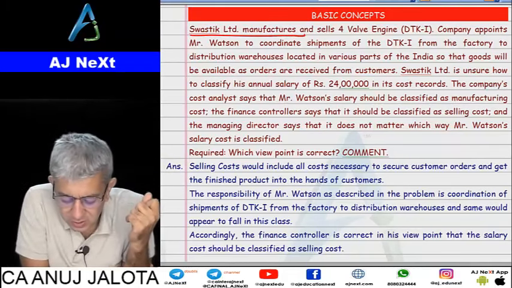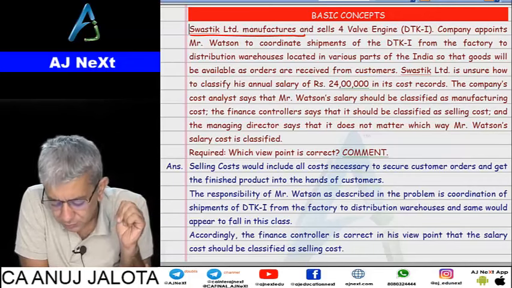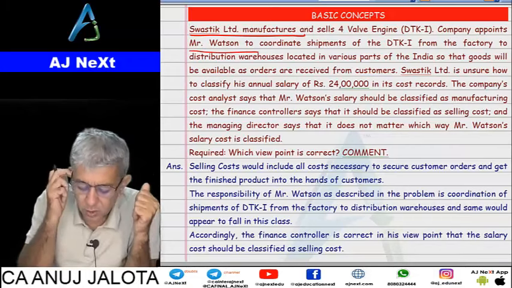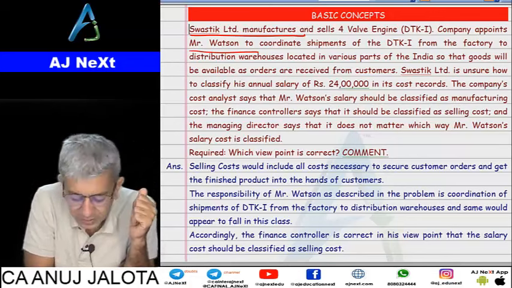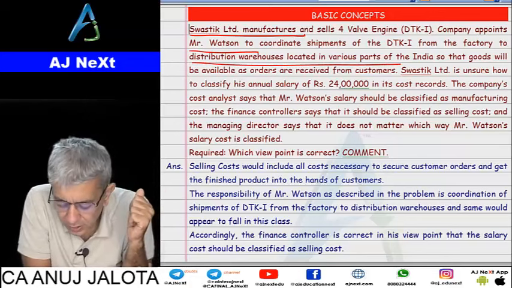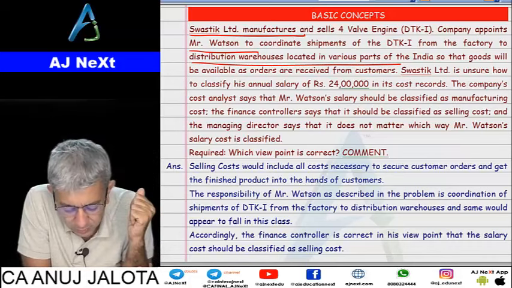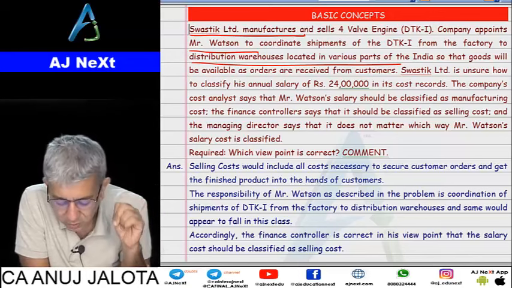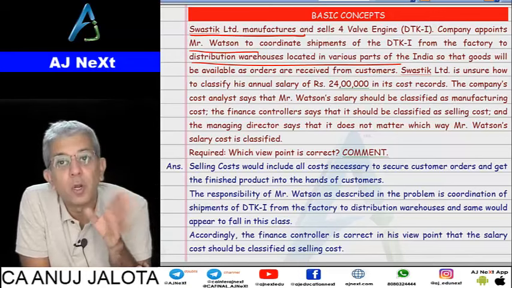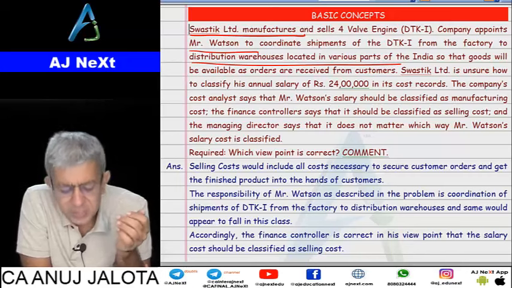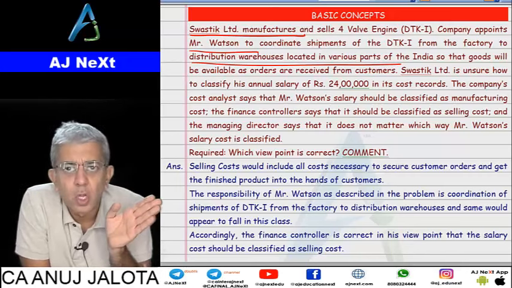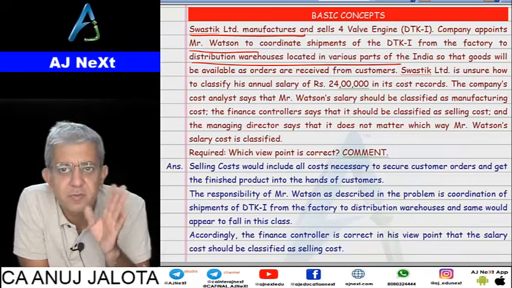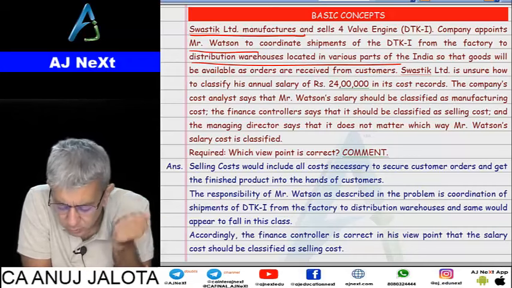Swastik Limited manufactures and sells 4-valve engine. This must be the code of that, DTKI. Company appoints Mr. Watson to coordinate shipments of DTKI from factory to the distribution warehouses located in various parts of India so that goods will be available as orders are received from the customers. Okay, so this guy, Mr. Watson, is there for what? He is for coordinating the shipments. We have to be sending the goods from factory to all the warehouses that we have in India. So therefore goods will be available whenever the orders are received from the customer. So therefore he is kept for coordinating the distribution.